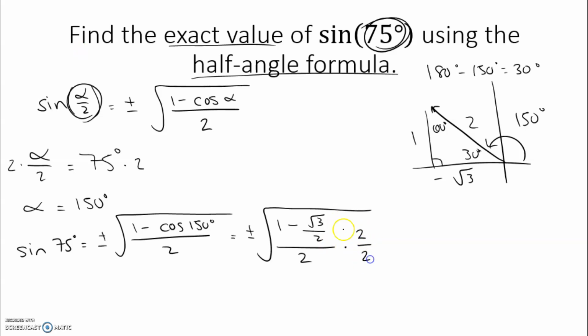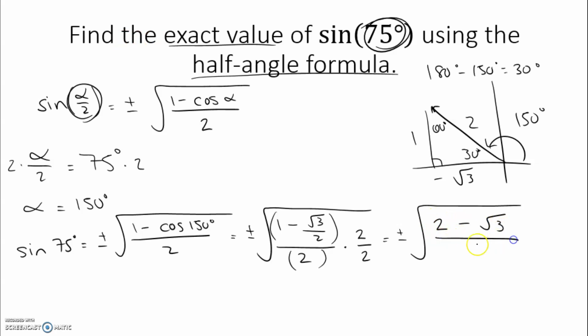2 over 2. So this entire thing times 2, this entire thing by this 2 right here. So this is going to be plus or minus the square root of 2 minus the square root of 3 all over 4. So this 2 times 1, this 2 times the square root of 3 over 2, 2's cancel out, and this 2 times this 2 will give us 4.